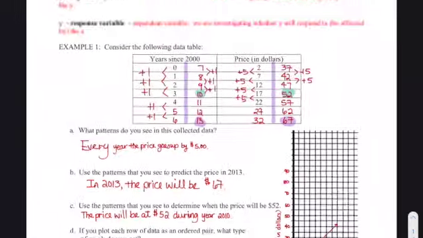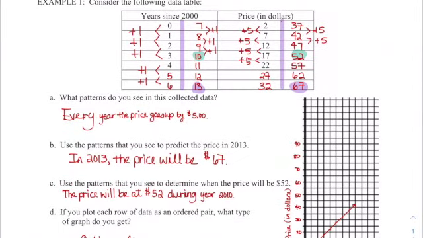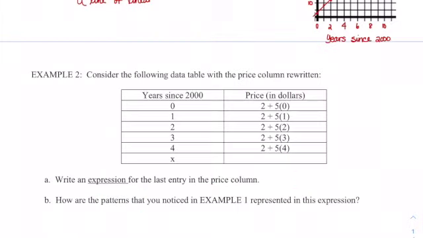Okay, and then the order pairs they are talking about are 0 and 2, 1 and 7, 2 and 12, 3 and 17. And that's your order pairs. And I give you lots and lots of order pairs all the way to 13 and 67. You don't have to graph all of them because you should be able to see the pattern. Okay, so that's example number 1.